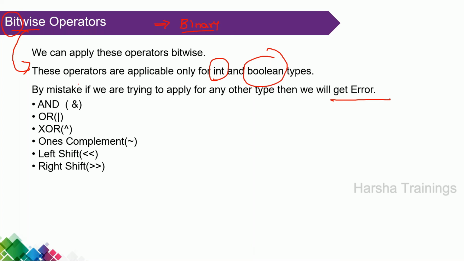Now, assume A is equal to 7, B is equal to 3, whatever it is. Here, how do you perform the operation A ampersand B? The symbol is called ampersand.